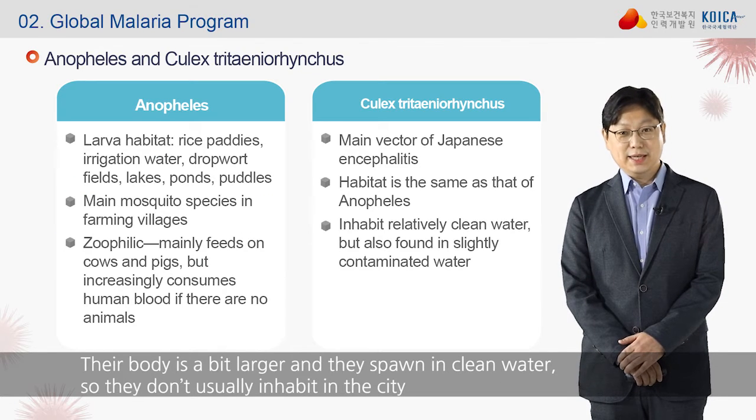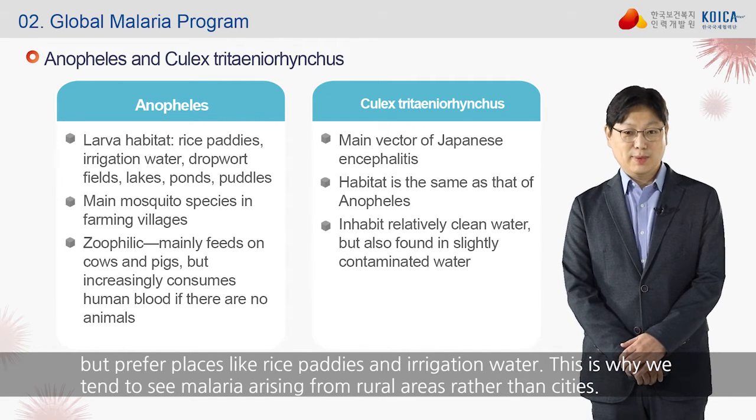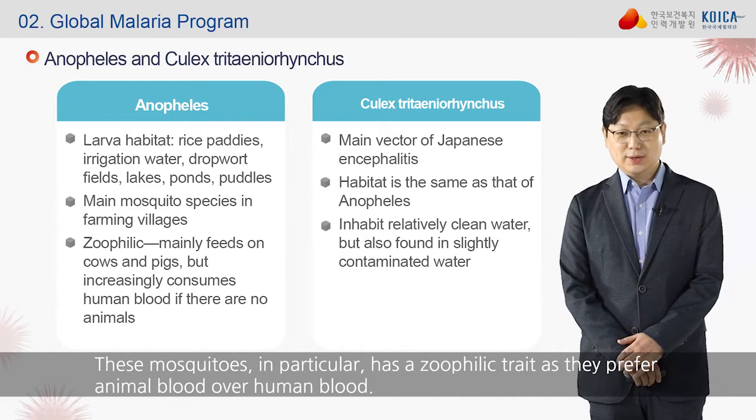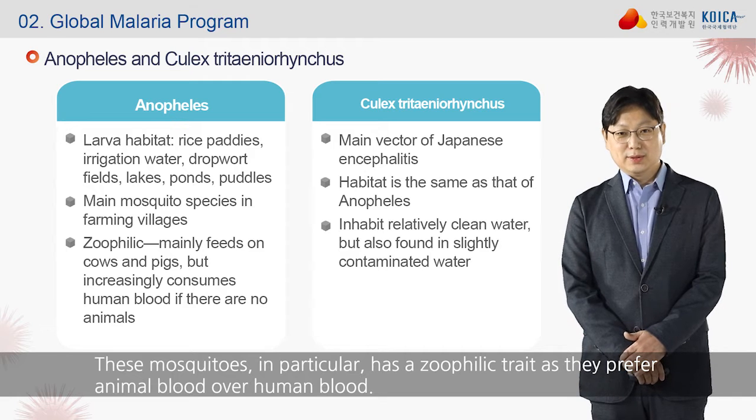Their body is a bit larger and they spawn in clean water, so they don't usually inhabit the city, but prefer places like rice paddies and irrigation water. This is why we tend to see malaria arising from rural areas rather than cities. These mosquitoes in particular have a zoophilic trait, as they prefer animal blood over human blood.